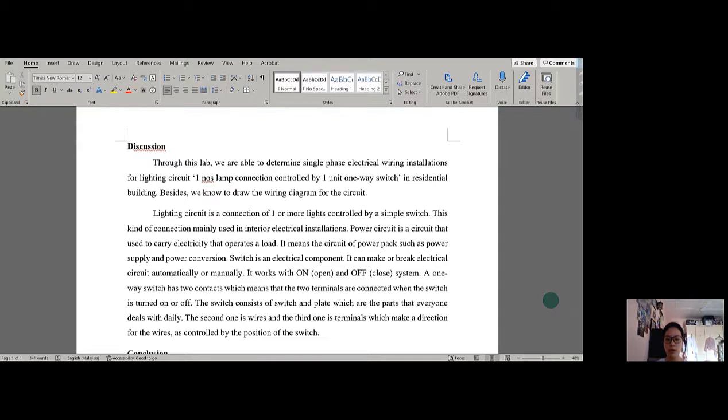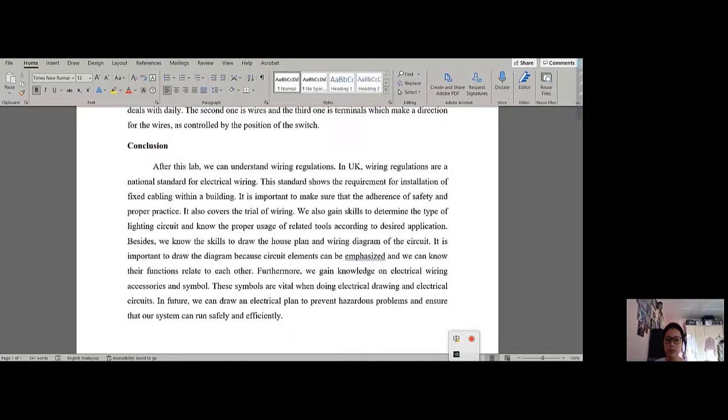It works with on, which is closed, and off, which is open, system. A one-way switch has two contacts, which means that the two terminals are connected when the switch is turned on or off. The switch consists of switch and plate, which are the parts that everyone deals with daily. The second one is wires, and the third one is terminals, which make a direction for the wires as controlled by the position of the switch.